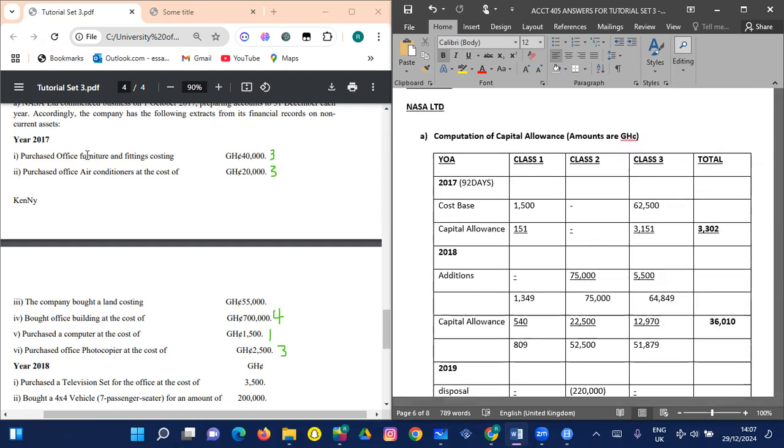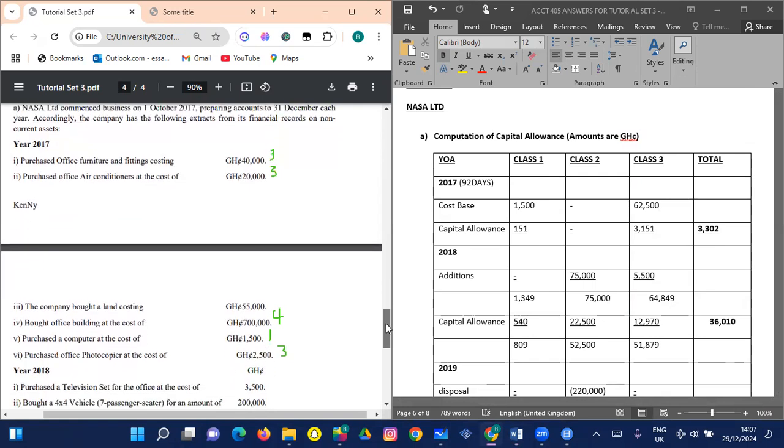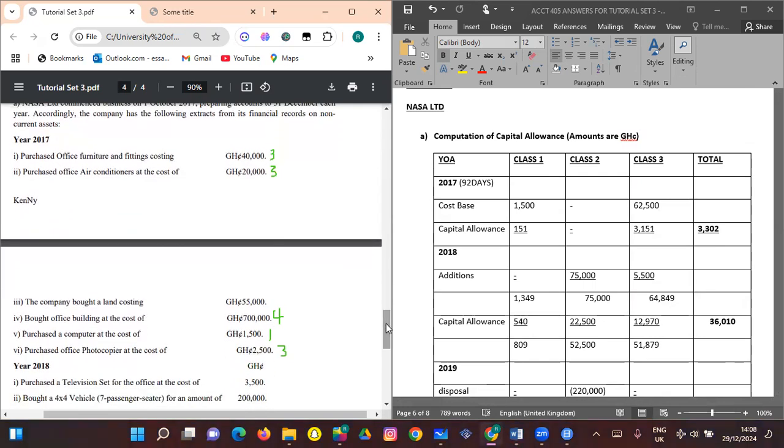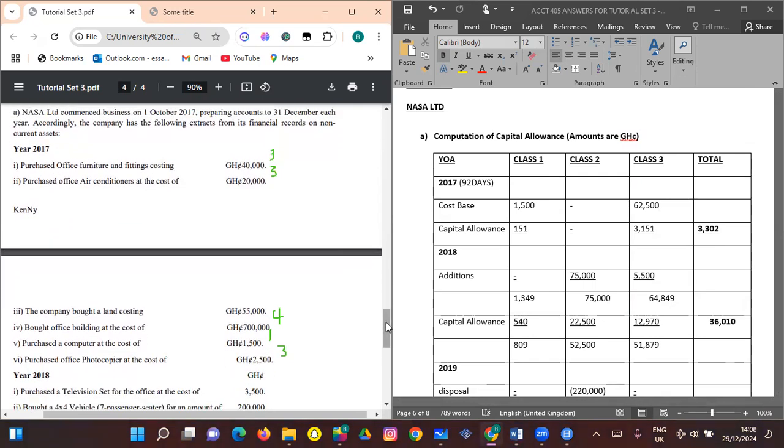Remember, I told you that we will be looking more into the basis period for the first year. And the basis period for the first year is from 1st October to 31st December. So October has 31 days, plus 30 days of September, April, June, and November. All the rest are 31. October is 31, sorry.